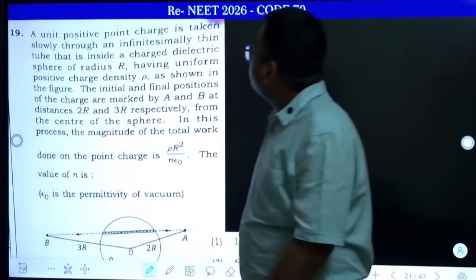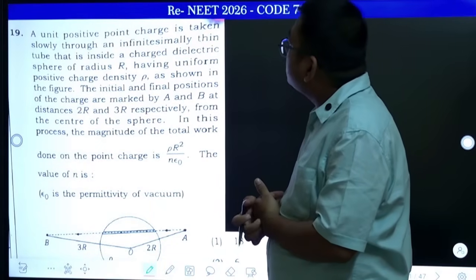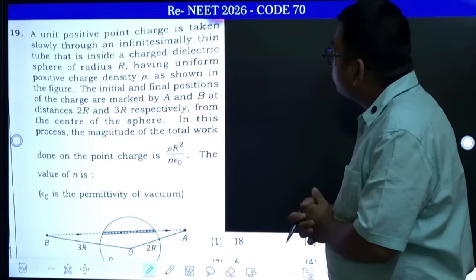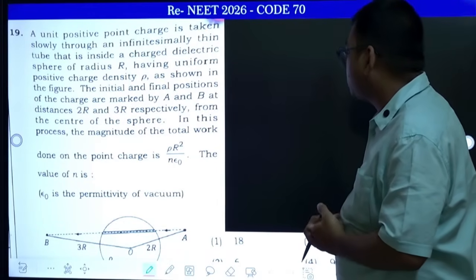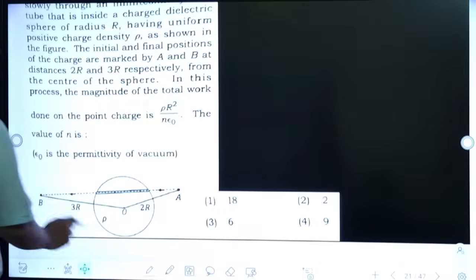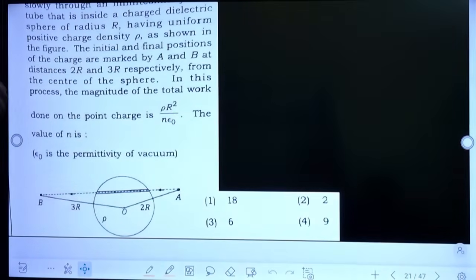A unit positive point charge is taken slowly through an infinitesimally thin tube that is inside a charged dielectric sphere of radius R having uniform positive charge density. I think this is the question. Full sphere is there, charge density.